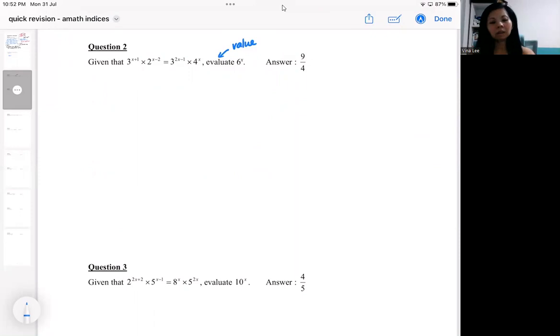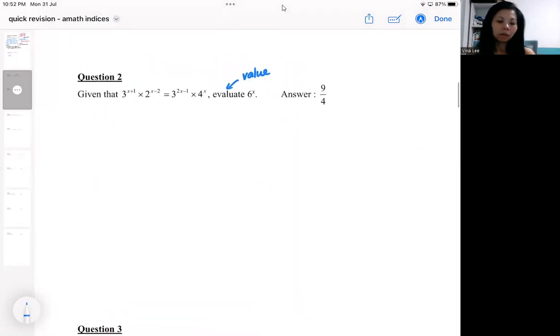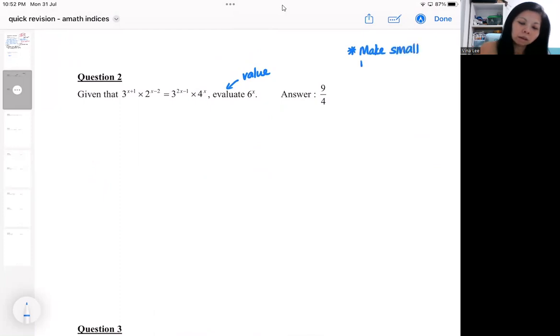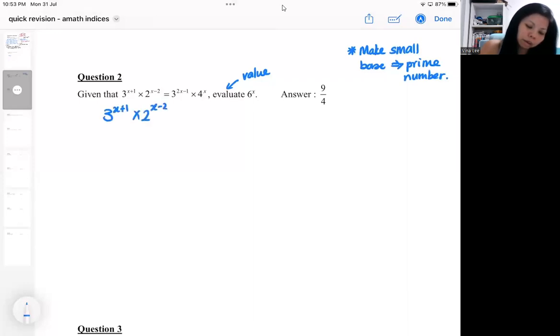You look at the indices given to you first. Try to make the base small. So what base would I like? I would like the base to be a prime number, because you cannot reduce a prime number anymore. So we try to make a smaller base. In this case, 3 is already a prime number, 2 is already a prime number, 3 is also a prime number. However, 4 can change to 2 square.